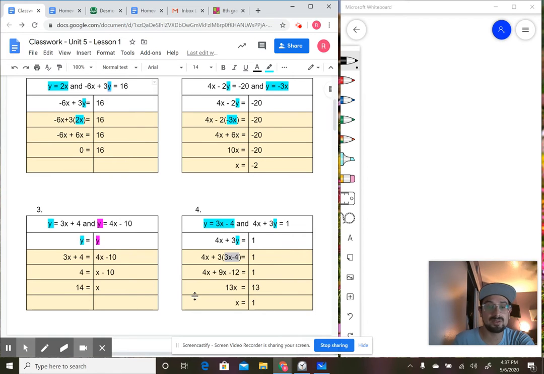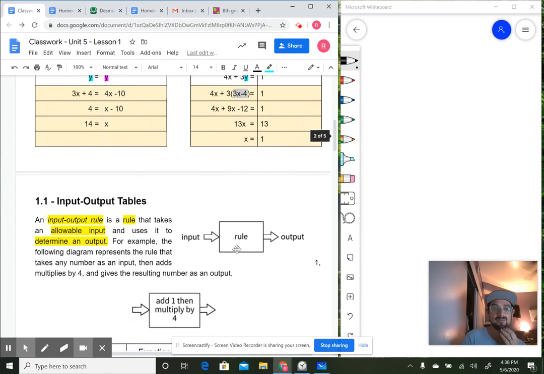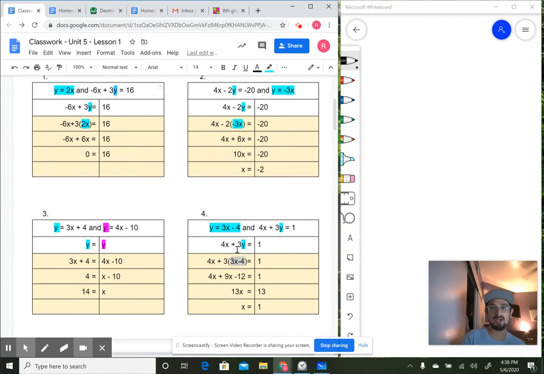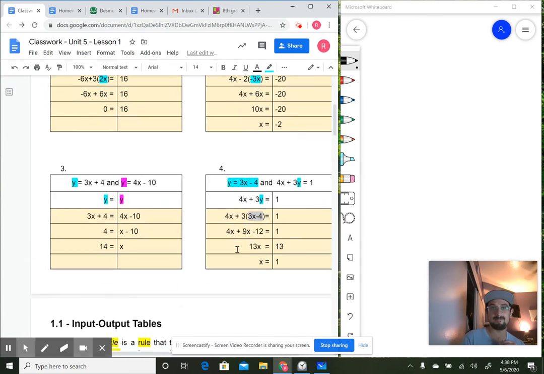So x equals 14. This one's a little more difficult, number 4. You're going to multiply that 3 times 3x minus 4, because that's what y is equal to. You're going to replace it, multiply everything out, and then solve for x, and you get x equals 1. That means these two lines cross at x equals 1. Okay, so that's the warm-up. You should just try it on your own, check the answer.